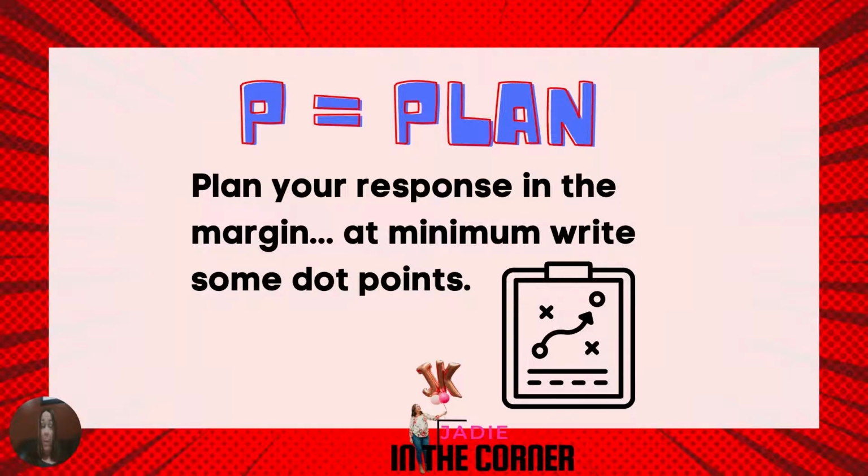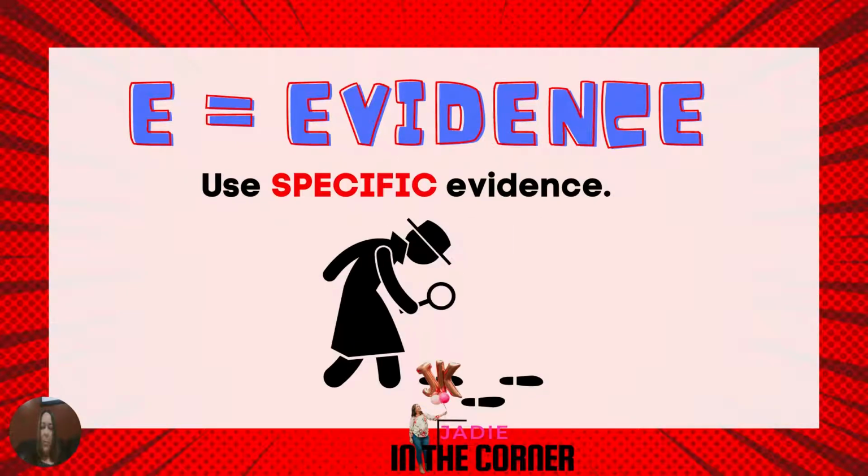P is for planning. So plan your response. At minimum, write some dot points. I tell my students to remember that some is better than none. So if you run out of time at the end and you've got some planning, assessors will always look for marks. So some is better than none, and planning also helps you get your head together and make sure you respond to the question appropriately.